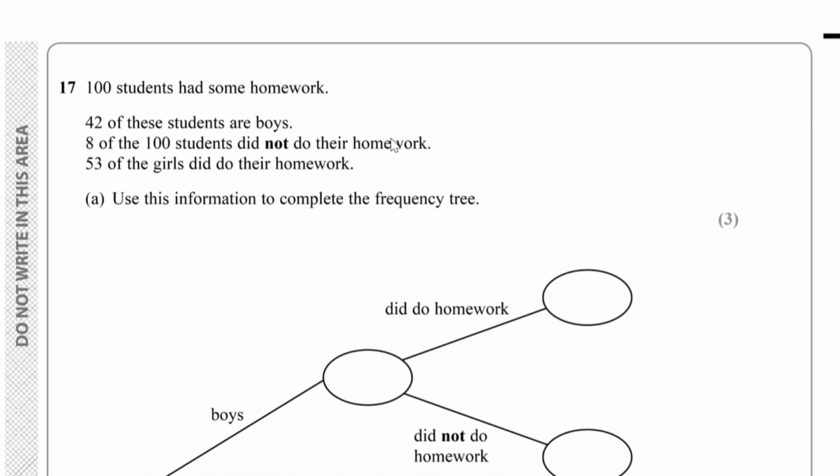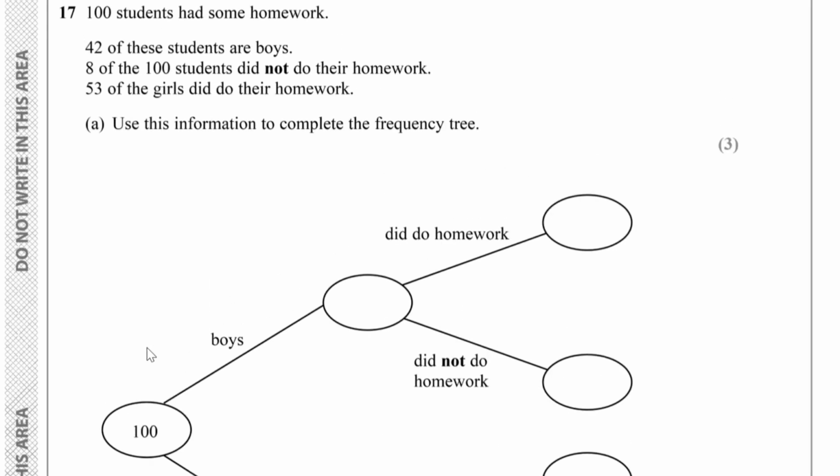Question number 17. 100 students had some homework. 42 of these students are boys. 8 of the 100 students did not do their homework. 53 of the girls did do the homework. Use this information to complete the frequency tree.